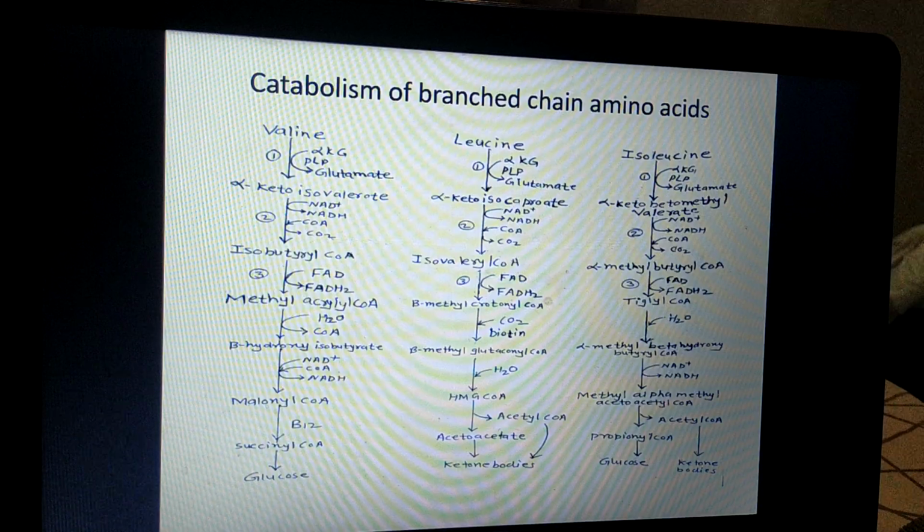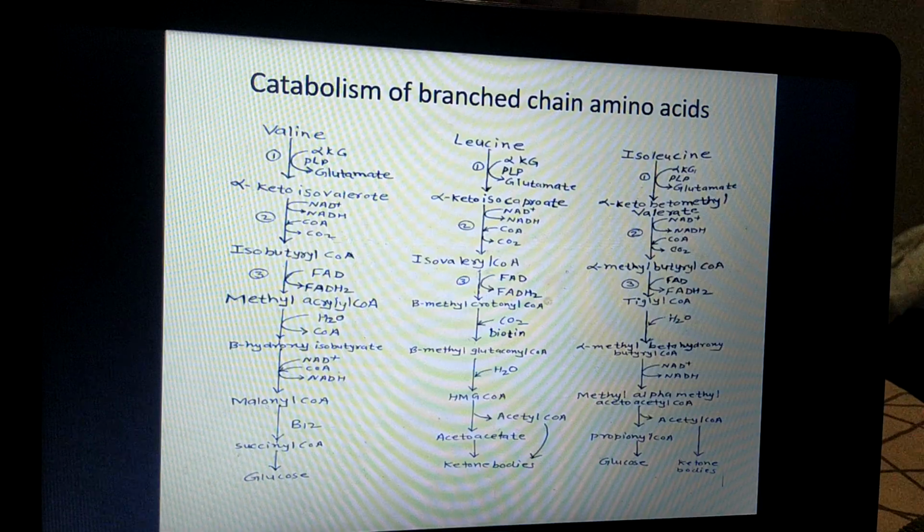Propionyl CoA is converted first into succinyl CoA, and this succinyl CoA then enters the TCA cycle where it forms oxaloacetate, and this oxaloacetate through gluconeogenesis forms glucose. The acetyl CoA which is formed as a second product is converted into ketone bodies. Therefore isoleucine is both a glucogenic and ketogenic amino acid.